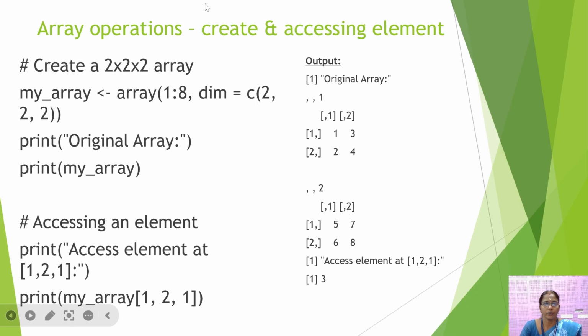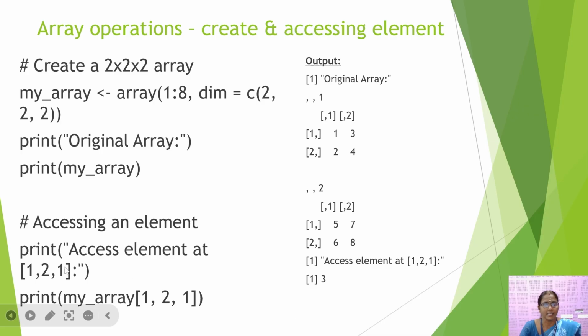Array operations: first you have to create the arrays using the array function. Here 1:8 uses the colon operator, which represents the range of values starting from 1 and ending with 8. It will take the elements 1, 2, 3 up to 8. Here in the dimensions, c of 2 represents the row, the next 2 represents the column, and the last 2 represents the number of arrays, that is 2 arrays.